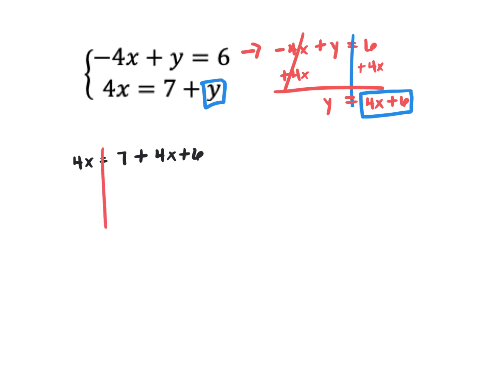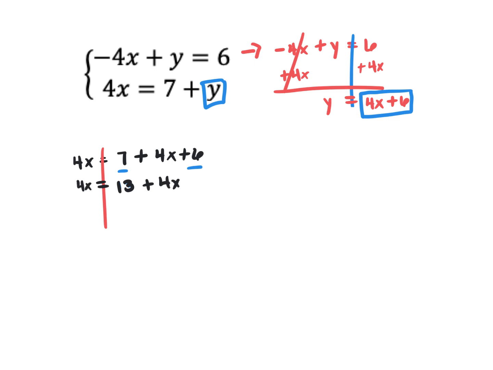Okay, looking at these, my 4x is going to stay a 4x. My equals is going to stay an equals. I have 7 plus 4x plus 6. When I look, I have a 7 and a 6. Those are the same term, that 7 and that 6. So those ones are going to equal together 13. So I'm going to put them together. So I'm going to say 13, and I still have plus 4x. So I have 4x equals 13 plus 4x.